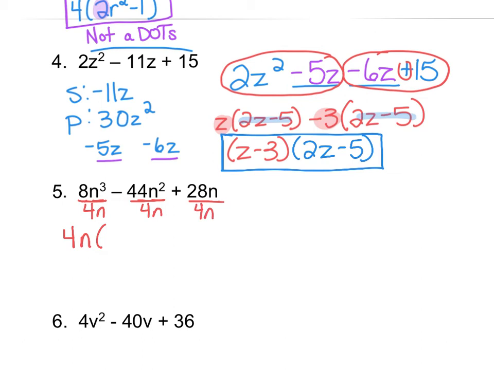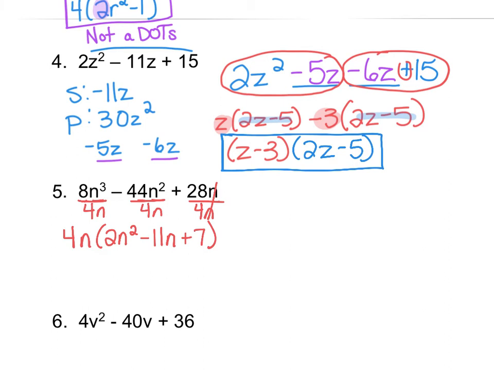So 8 divided by 4 is 2. N to the third divided by n is n squared. Negative 44 divided by 4 is negative 11. N squared divided by n is just n. 28 divided by 4 is a positive 7, and the n's would cancel out.